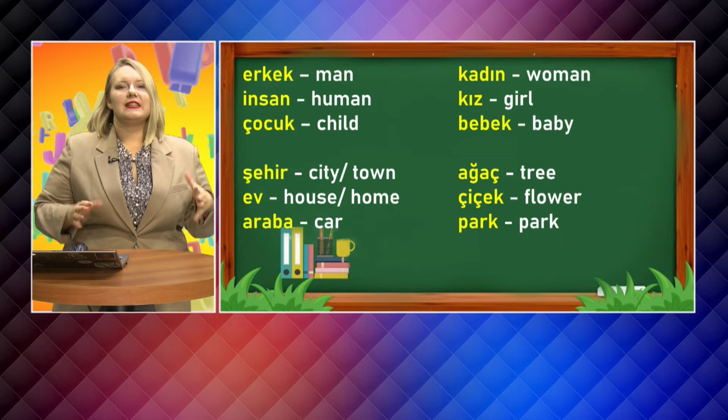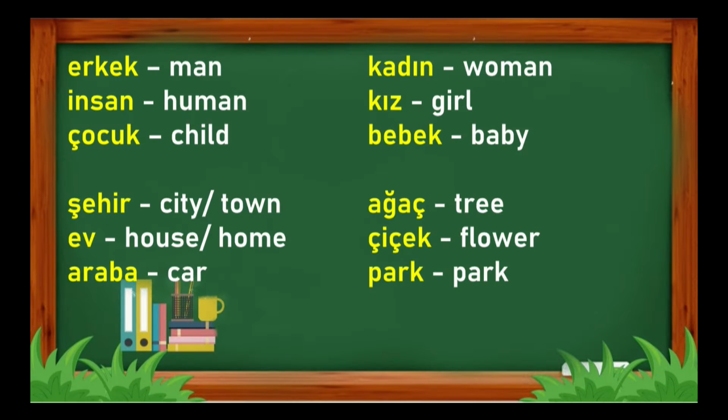We all live in cities and towns, mostly. They are şehir in Turkish. Also, most of us stay in houses. They are ev in Turkish. And a lot of people are driving cars, araba. Around us we can see trees, ağaç, and flowers, çiçek, which are situated in parks, which is park in Turkish.